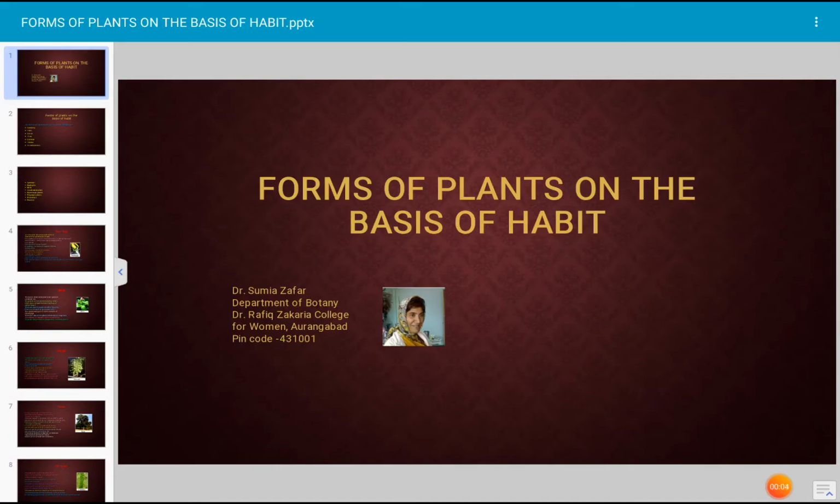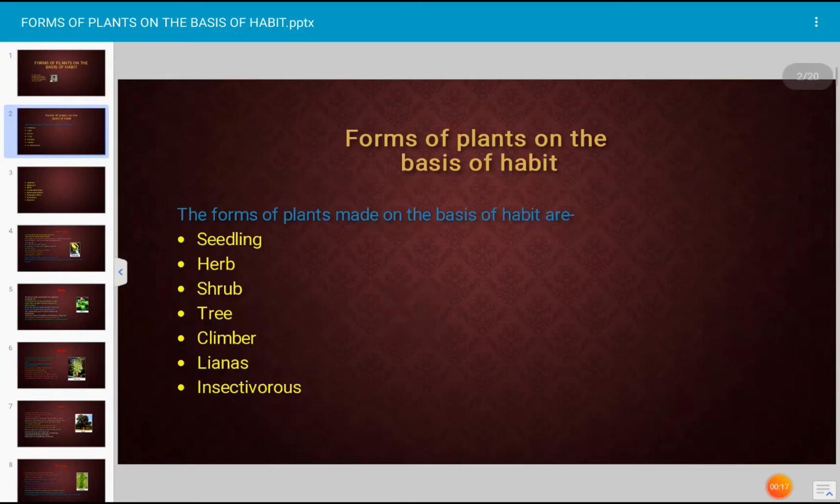Today's topic for discussion is forms of plant on the basis of habit. Habit of plant is again different, and different habits are also considered in identification of the plants. Let us see the different habits of the plant.